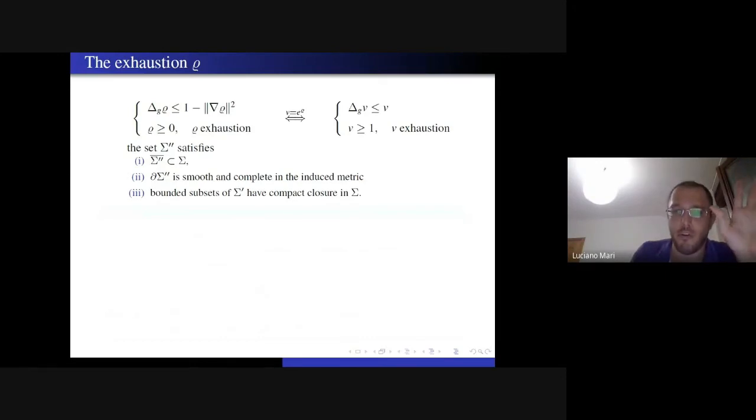No, not compact closure, sorry. It has closure contained in the graph sigma. The boundary is smooth and it's complete in the induced metric. And also bounded subsets of sigma prime have compact closure in sigma.